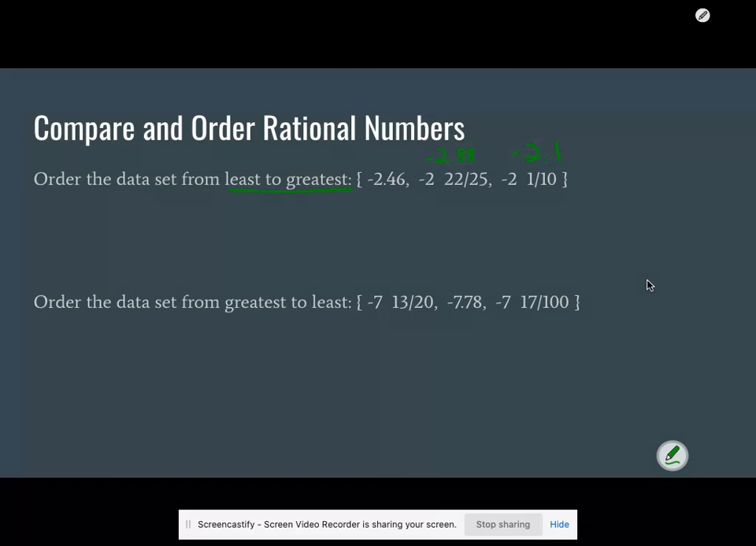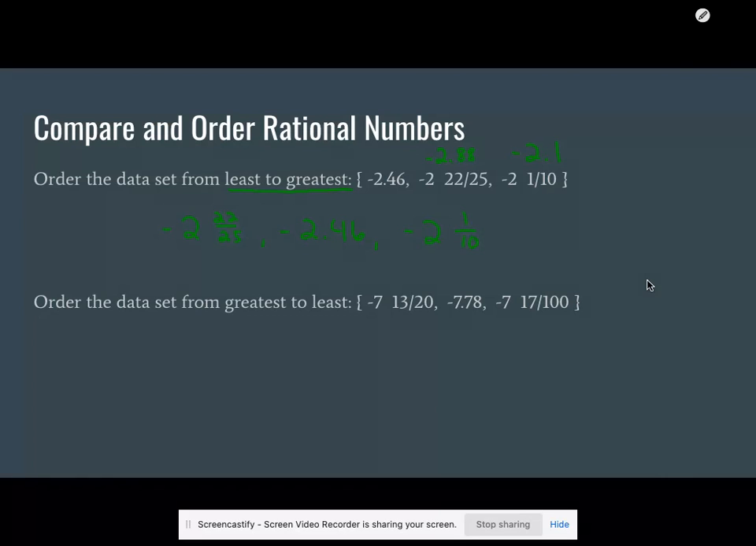So now I can work on ordering, and the important part I need to make sure I stress to you is you're going to use the original number when you order. So for least, the most negative, that's negative 2 22/25. Then I'm going to have negative 2.46, and lastly, negative 2 1/10.